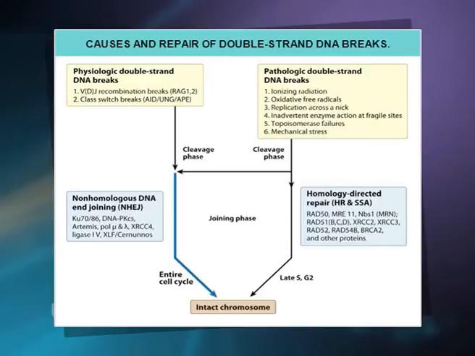When double-strand breaks arise in any organism, prokaryotic or eukaryotic, there are two major categories of DNA repair that can restore the duplex structure. In this image, you can see the physiological and pathological causes of double-strand breaks in mammalian somatic cells.